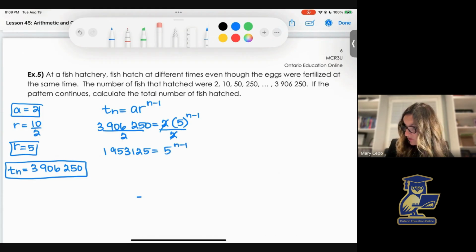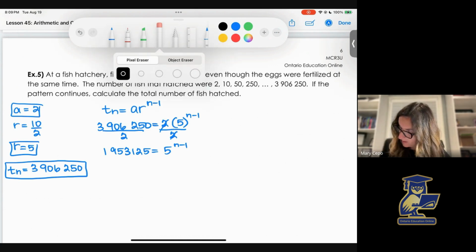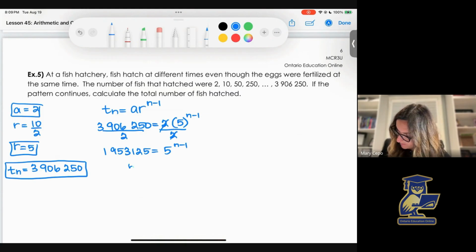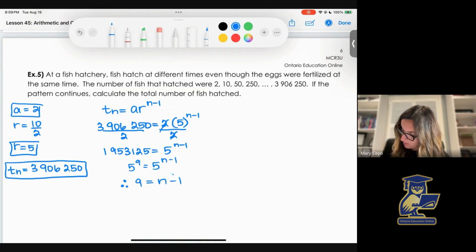So as we learned earlier, in order to compare and solve these exponential equations, we need to express 1,953,125 as a base of 5. So 5 to what exponent? That would be 5 to the exponent of 9 is equal to 5 to the exponent n minus 1. So once the bases are the same, we can say, therefore, the exponents are equal as well. So 9 is equal to n minus 1, bringing over that, 9 plus 1 is equal to n. So 10 is equal to n.